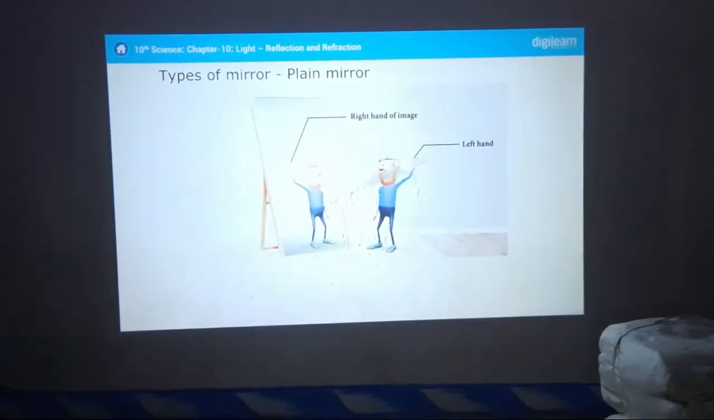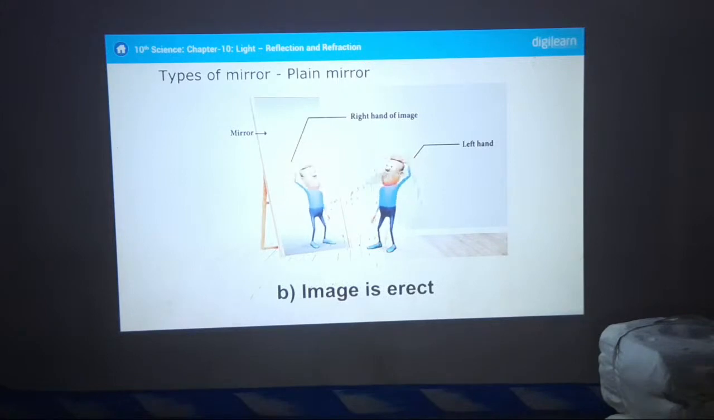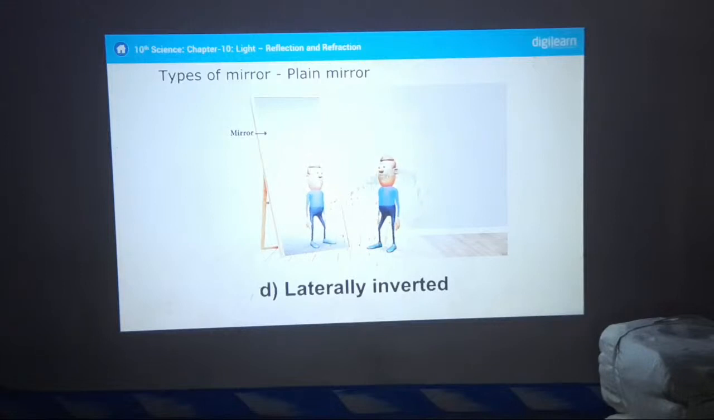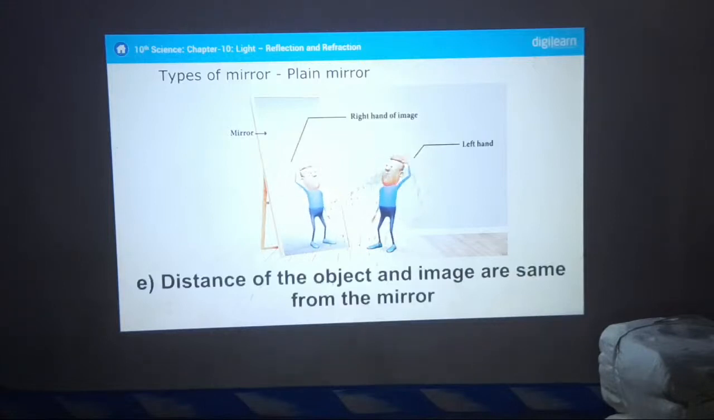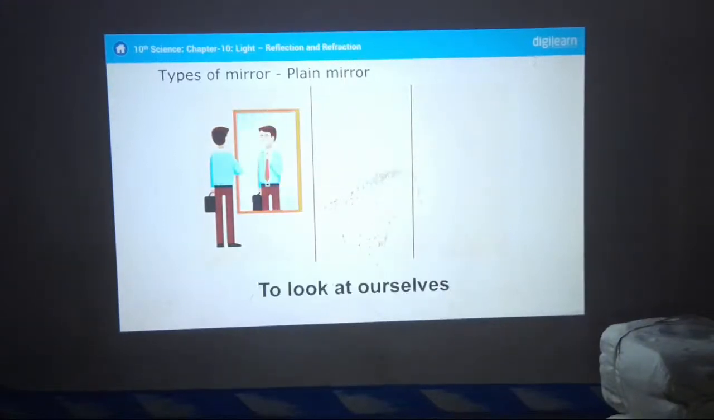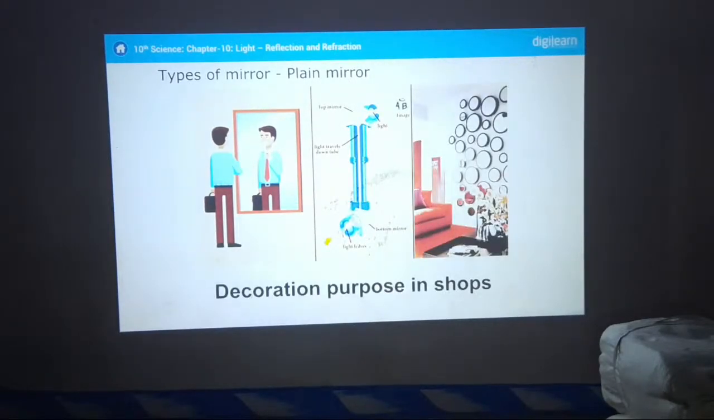Properties of images formed by plane mirror are: A. Image is virtual and cannot be projected on a screen. B. Image is erect. C. Image is of the same size as that of the object. D. Laterally inverted. E. Distance of the object and image are the same from the mirror. Uses of plane mirror: 1. To look at ourselves. 2. Use in periscope. 3. Decoration purpose in shops.